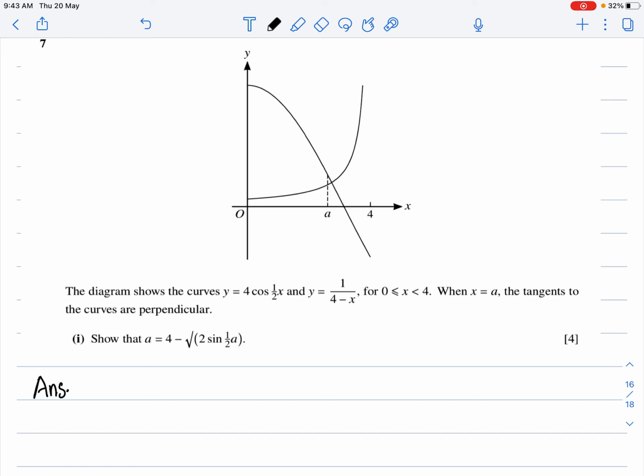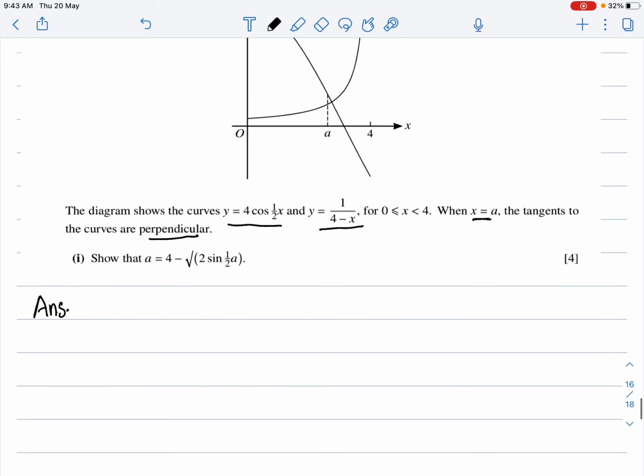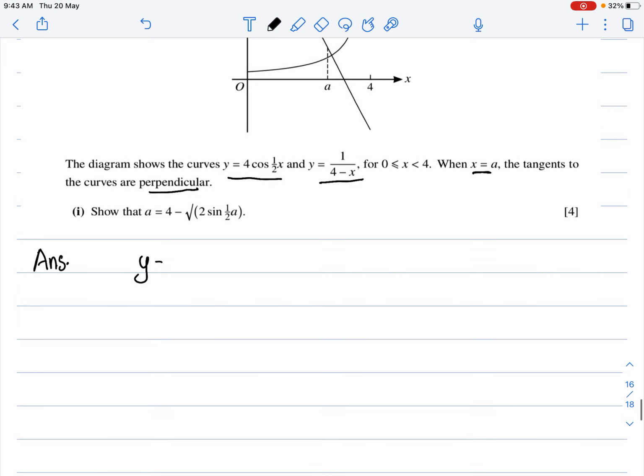This is the seventh question of the paper. The diagram has two curves, 4 cos half x and 1 over 4 minus x, where x is equal to a. The tangents of the curves are perpendicular. So now I have two equations here: y equals 4 cos half x, correct? And my second equation is y equals 1 over 4 minus x.